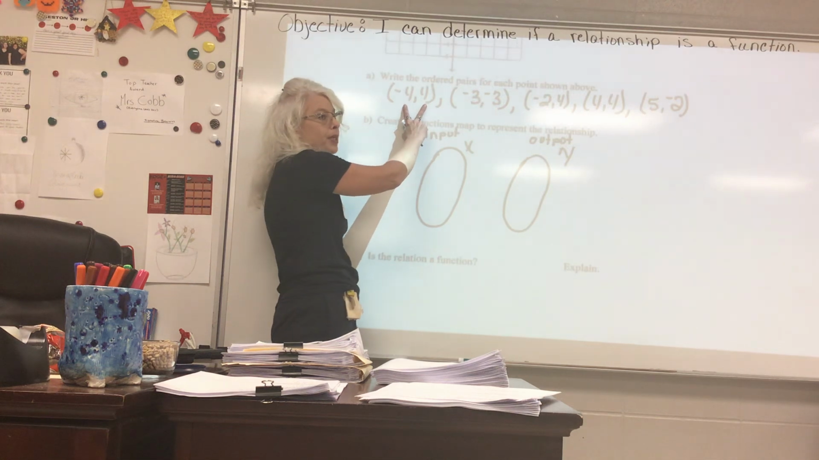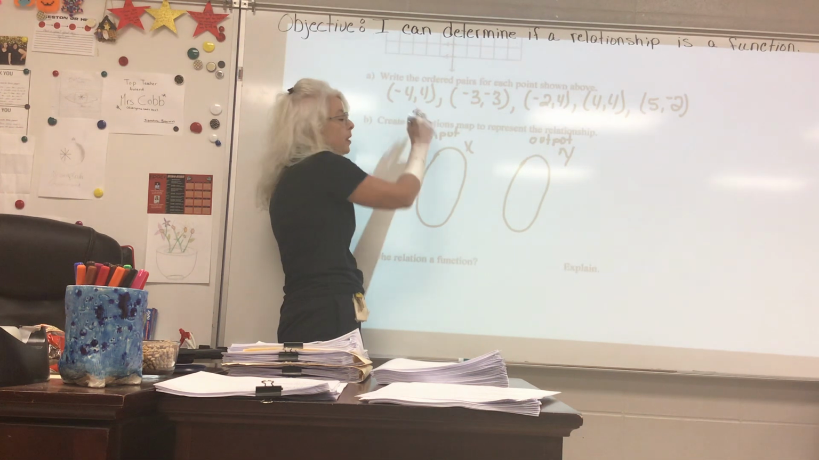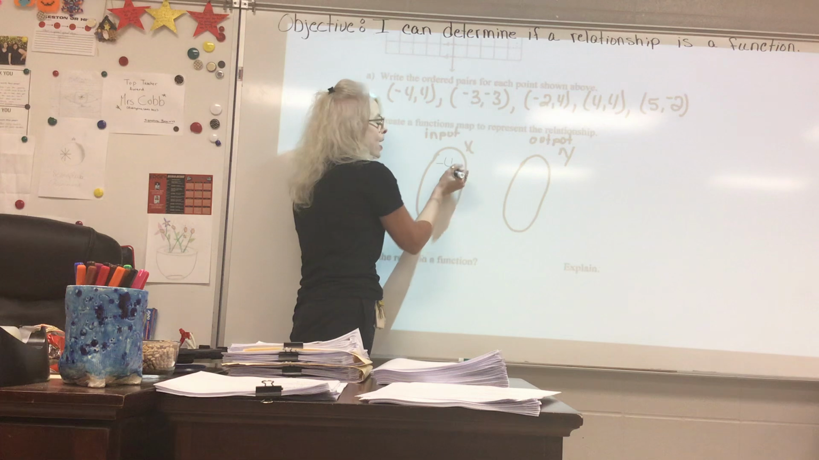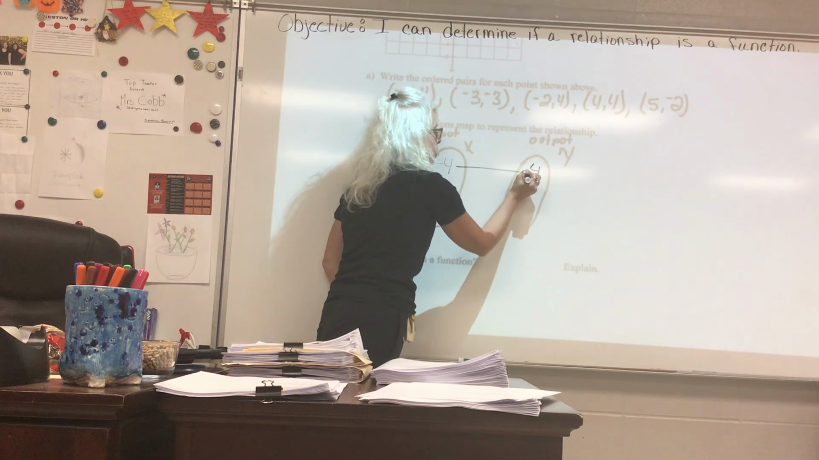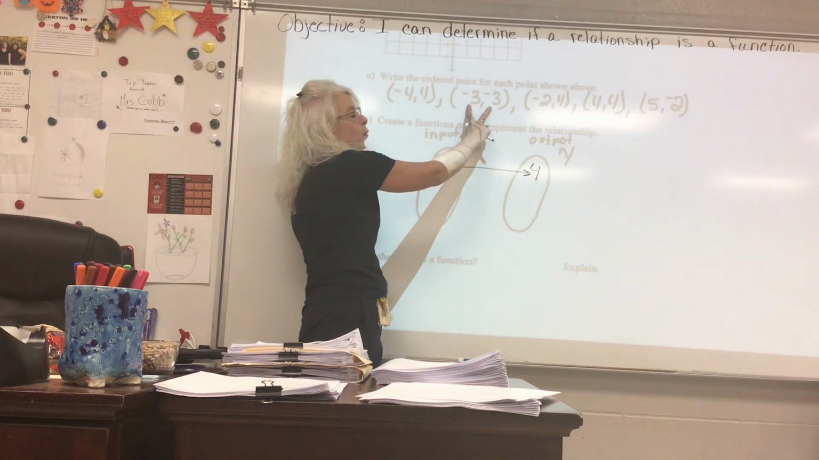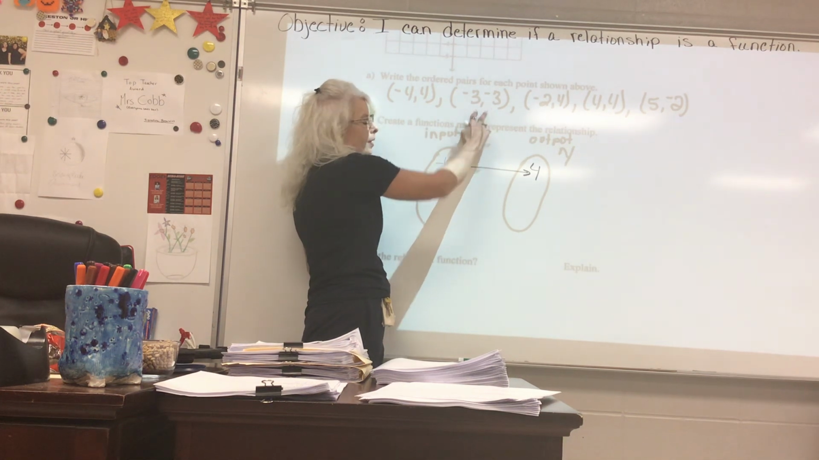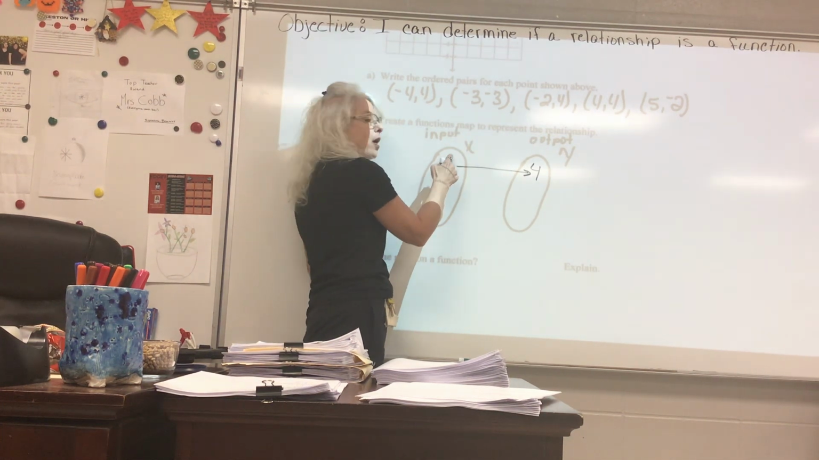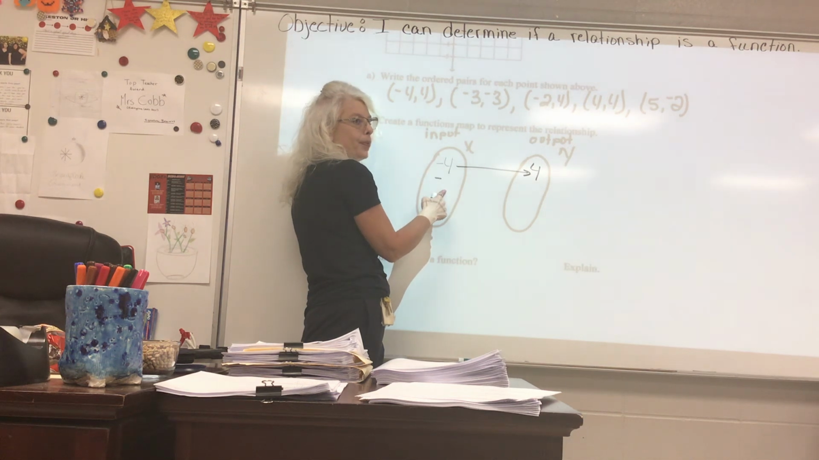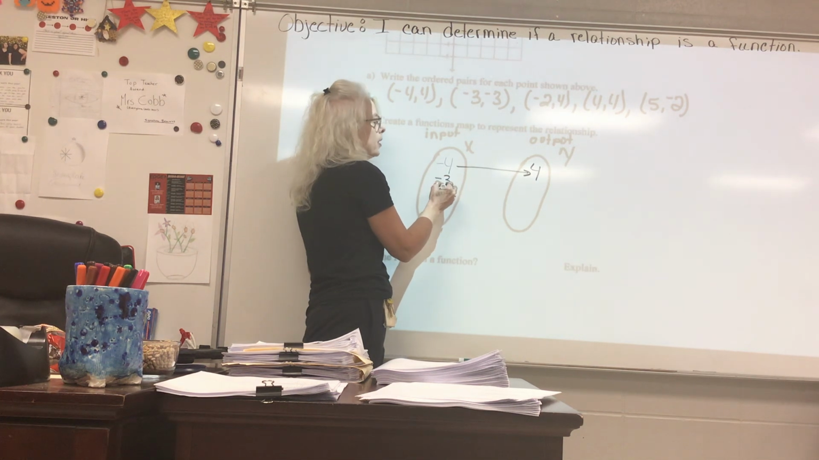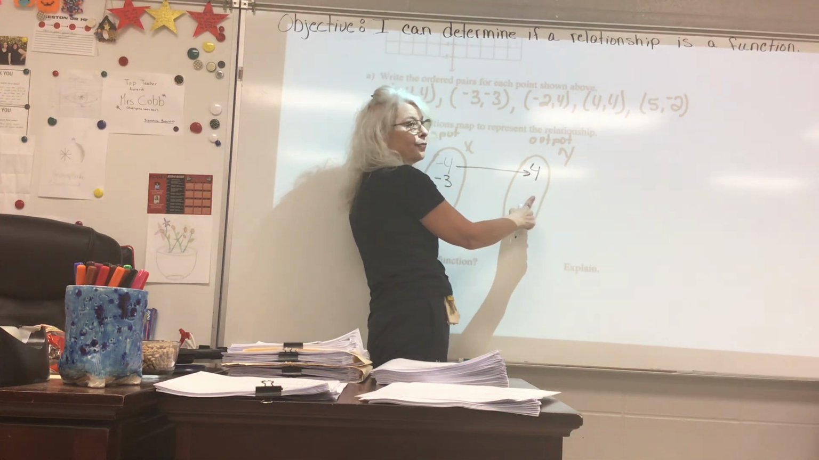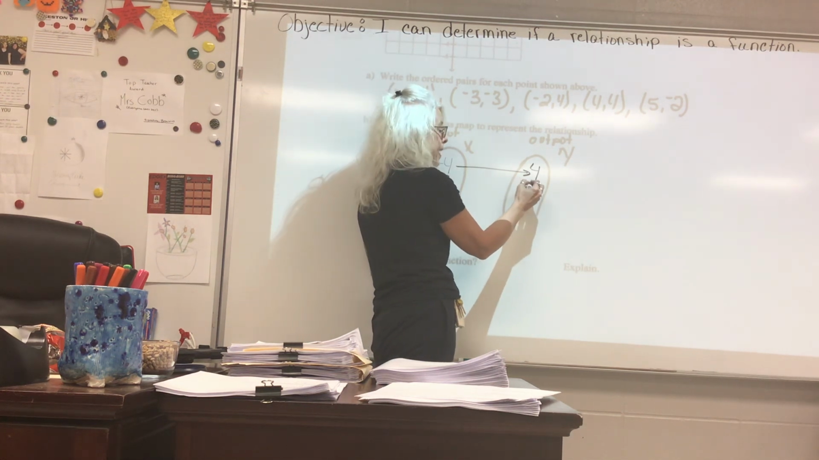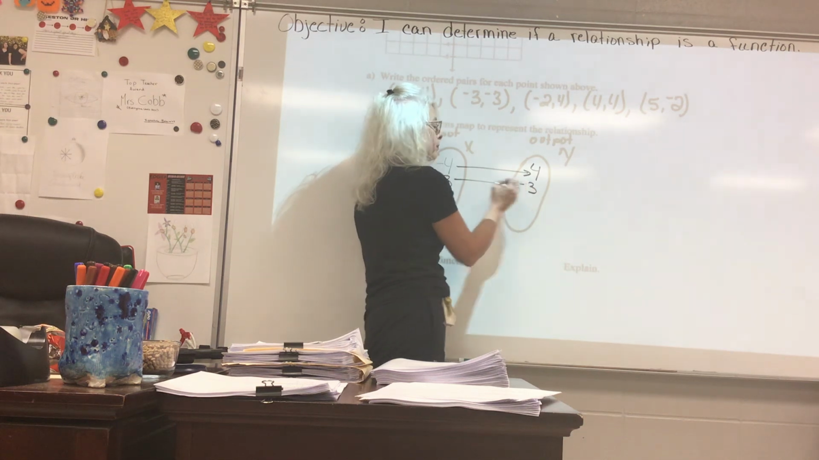So it says create a function map. Which number is my input, the negative 4 or the 4? Negative 4. So I'm gonna put negative 4 and its output is 4. Draw an arrow to it. Which number is my input? Negative 3. Do we already have negative 3 written down in my input? No, so write it down. And what is my output? Negative 3. Do I already have negative 3 in my output? No. So write it down and then draw your arrow.